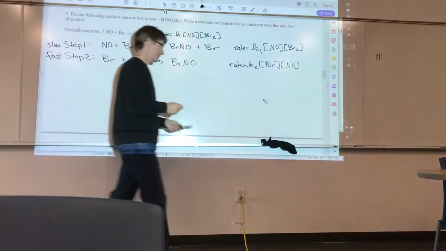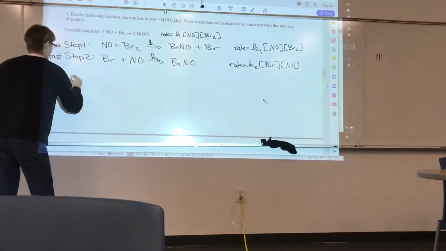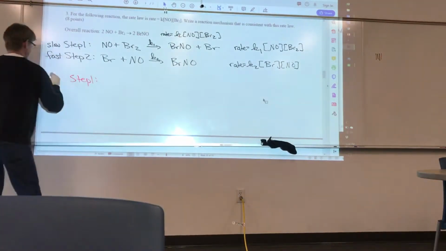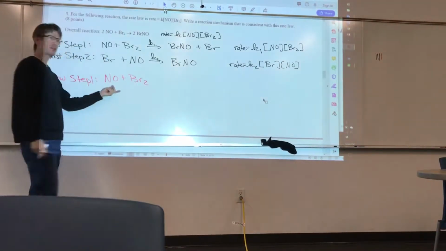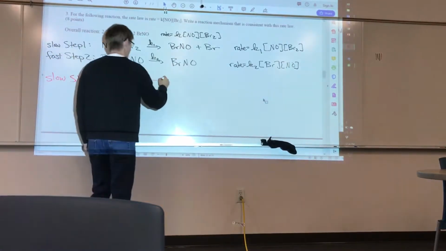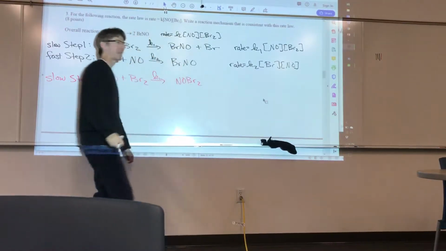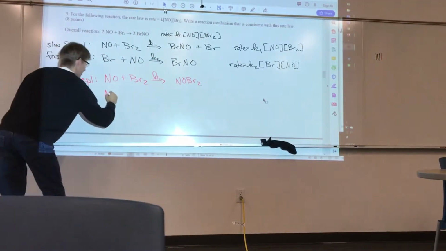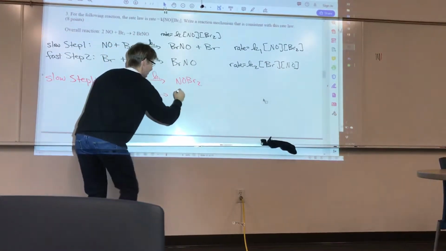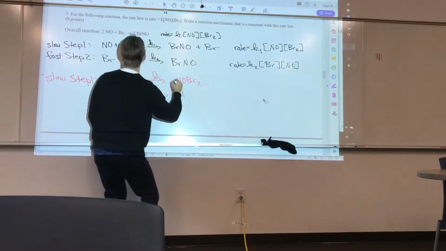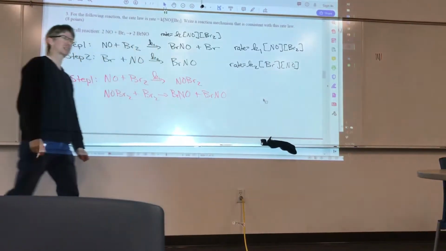It can be anything, as long as it comes out right. Let me write another mechanism that works. They're all going to be similar for the reactants part. This part pretty much has to be true. But then if you wrote that as the product, and then you wrote step 2, that is also a fine mechanism.